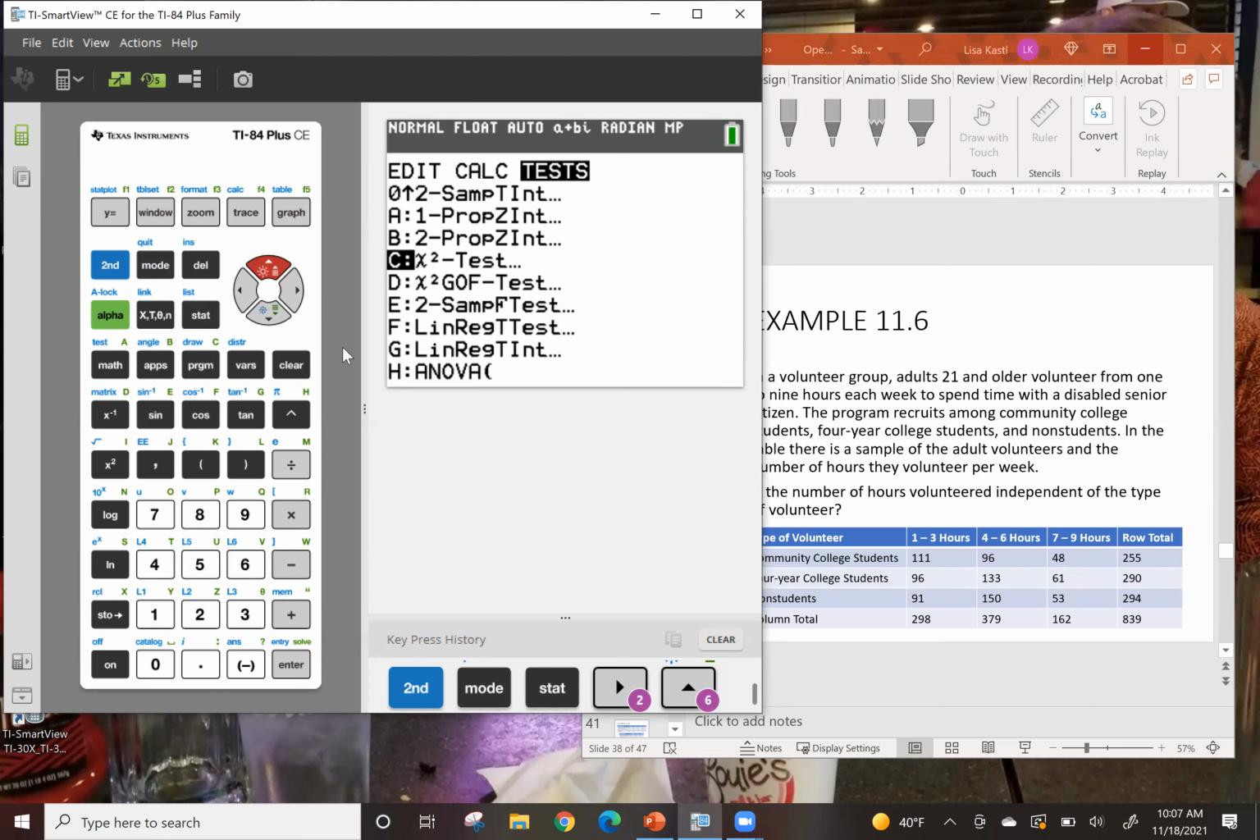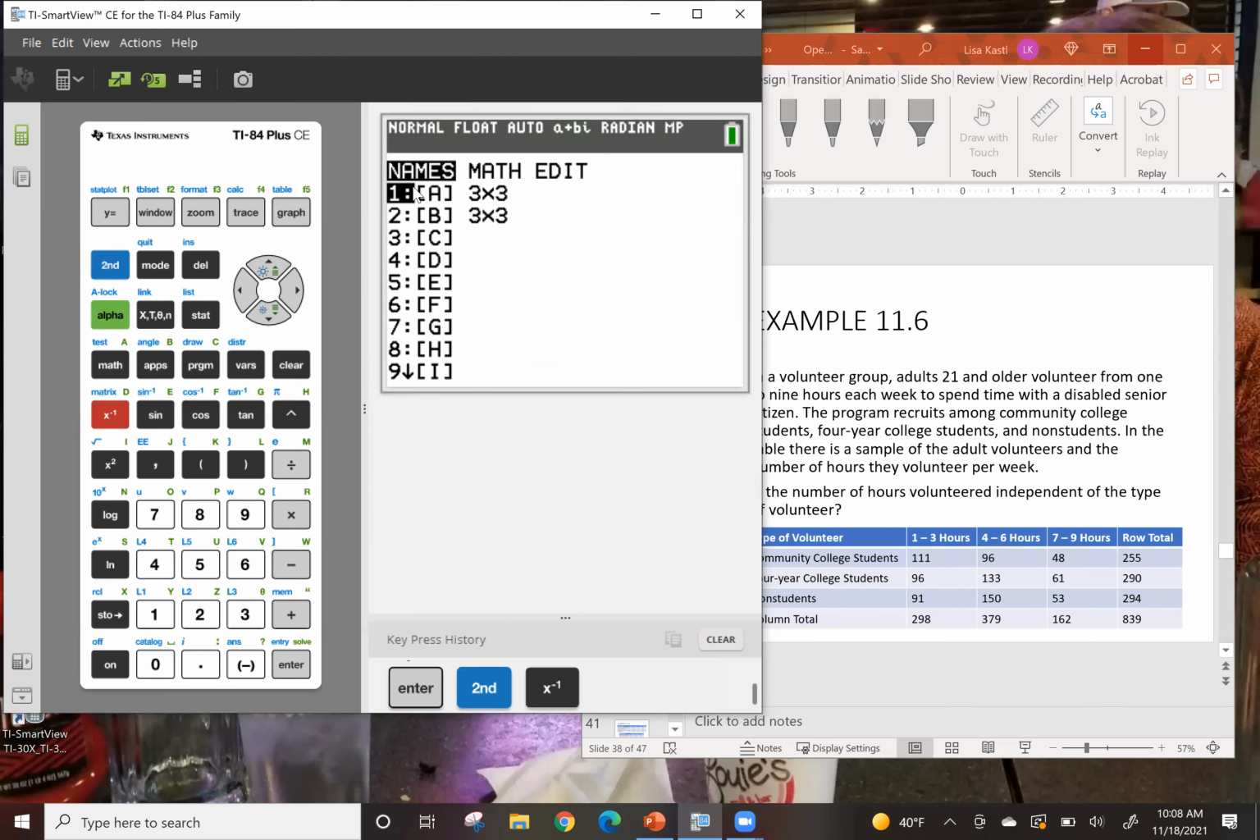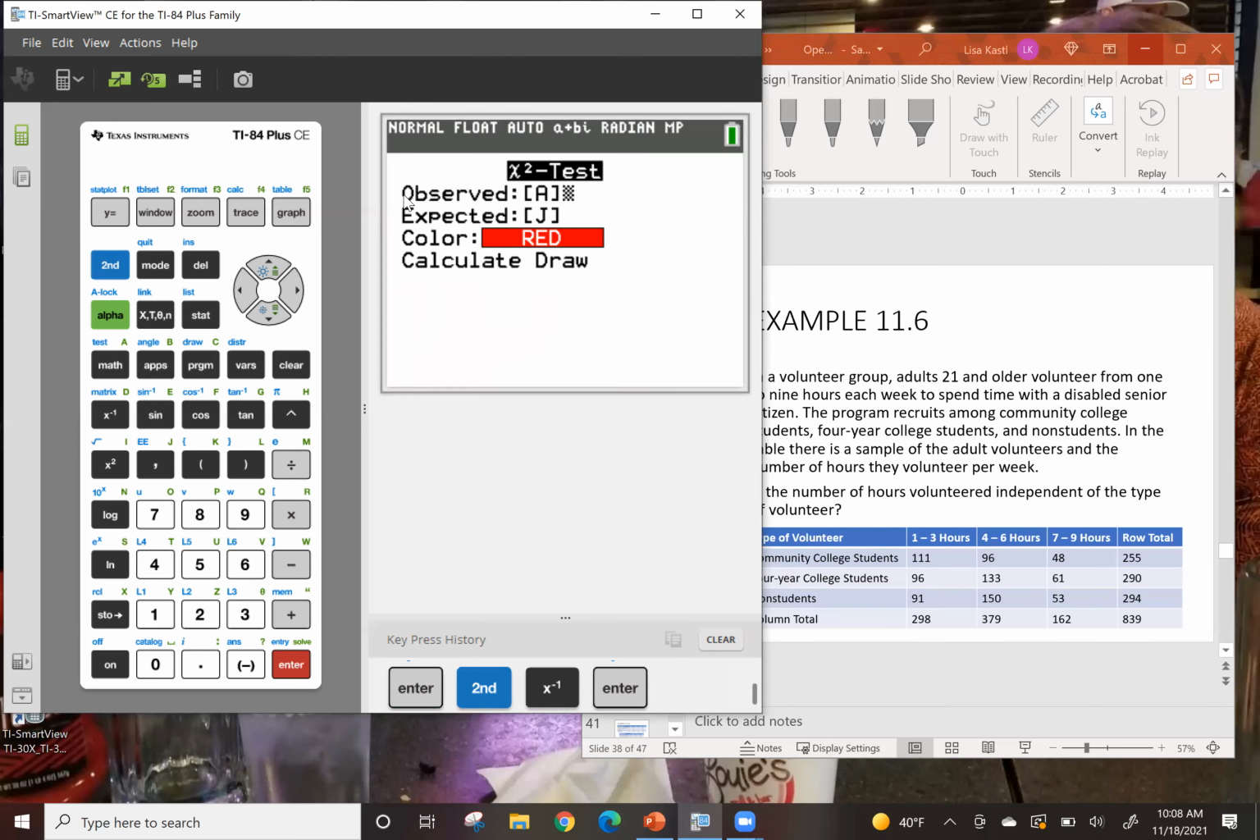So this is the chi-squared test for independence. And when I click on that, you can see that it wants to know where I put the observed and the expected values. So to tell my calculator that the observed values are in matrix A, I go to the matrix menu, second inverse, and just hit enter. So now the observed values are in matrix A.